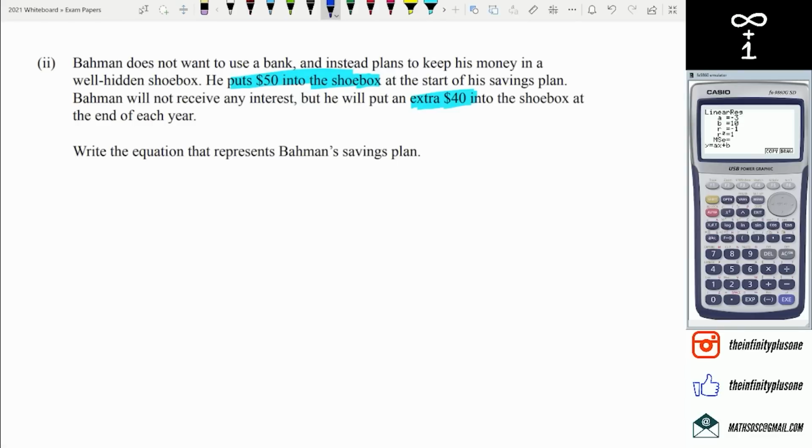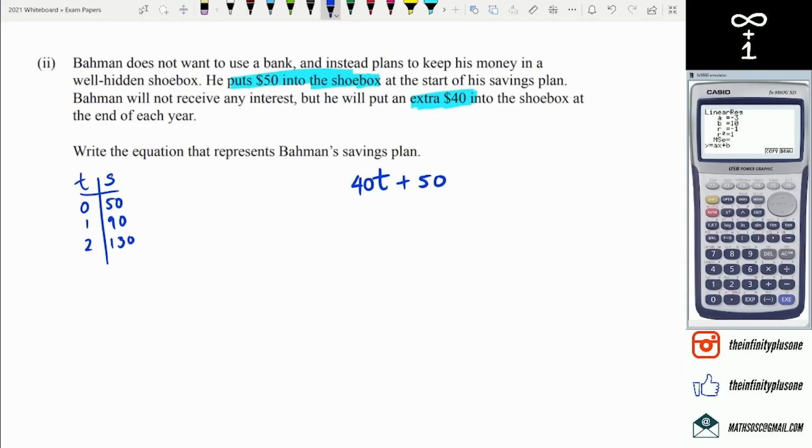You could actually create a little table if you want. So you could do something like this. You could put T and then put savings. So when it's 0, it's going to be 50. When it's 1, it's going to be 90. When it's 2, it's going to be 130, and so on. Or if you are like, actually, I know that because he's putting in an extra 40 every year, it's going to be looking like 40T. And because he started with $50 at the start, we can write it as 40T plus 50.